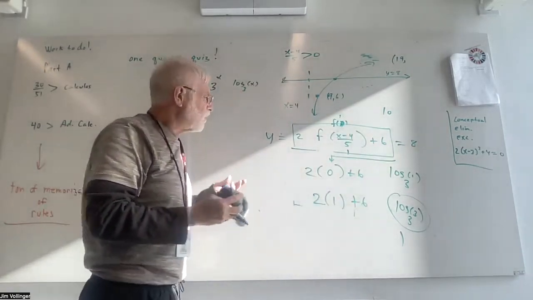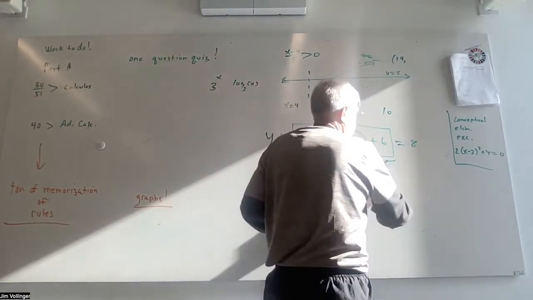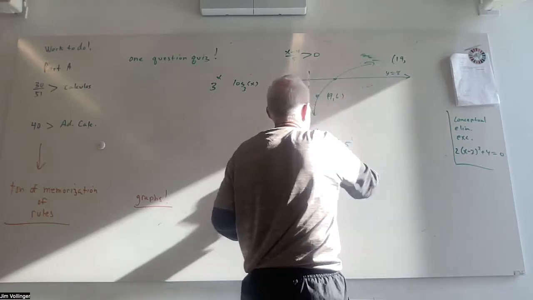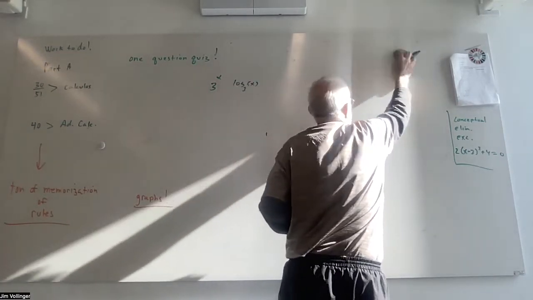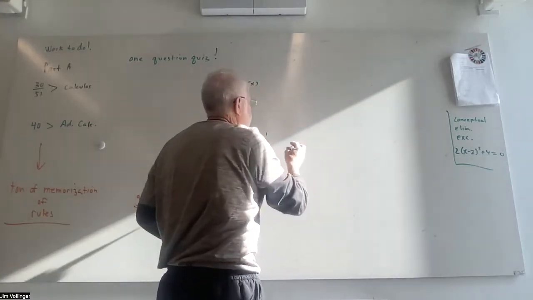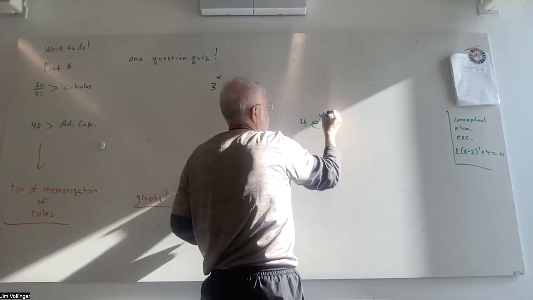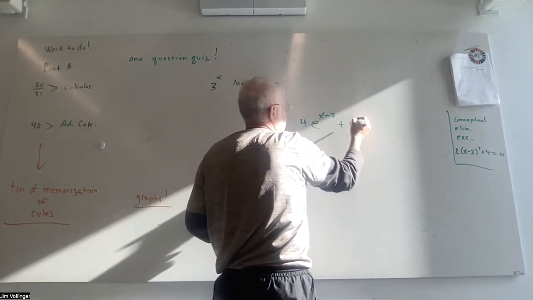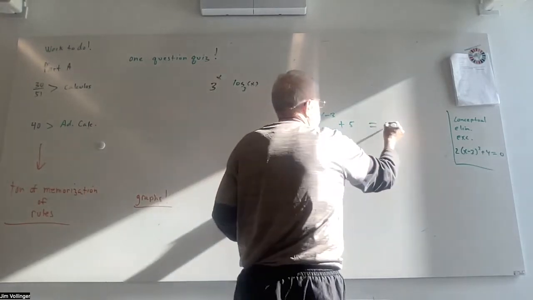All right, so I don't know, losing my train of thought here, but I'm still going to post this because I want you to think about it. Let's do one more. I'll try not to talk so much and just do it. So what do we have? We have something like 4 e to the x minus 3 plus 5 is equal to, let's see, 13.